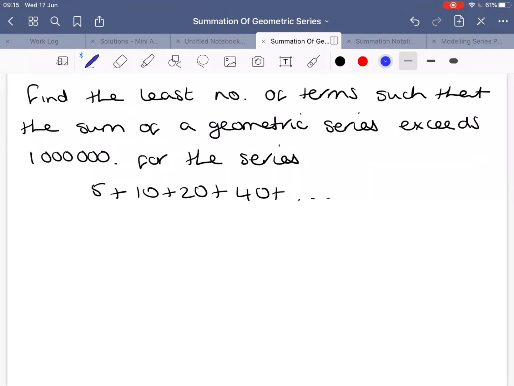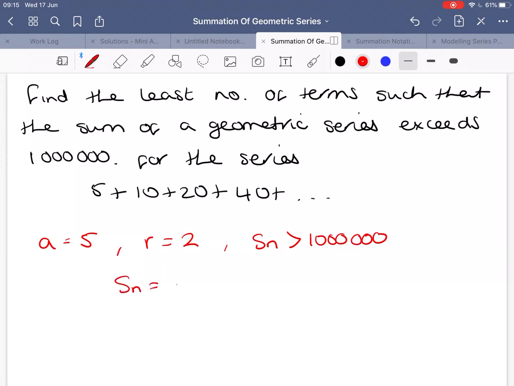Then we're going to get the ones where we're talking about the sum exceeding a value. So find the least number of terms such that the sum of this geometric series exceeds 1,000,000. So again, we know A is 5. We can see R is 2 because each term is doubling. We want to know when Sn is greater than 1,000,000, though we don't know how many terms it is going to be.